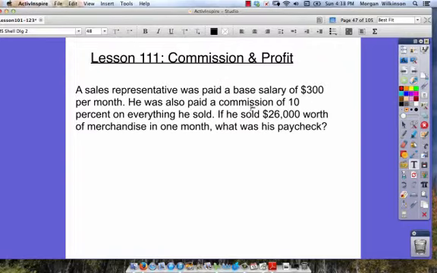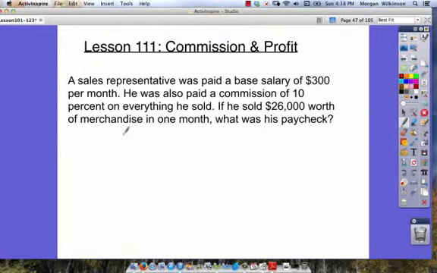Commission is an amount of money that gets added to a base salary based on how much you sell. So if you're a salesperson or a sales representative, you sell a lot of things, you'll make some money based on what you've sold. So it gives you an incentive or a reason to sell a lot of merchandise. So in this problem, the person is going to figure out their salary. It's going to be $300 plus something else, because he's paid a base salary of $300 plus a commission of 10% on everything he sold.